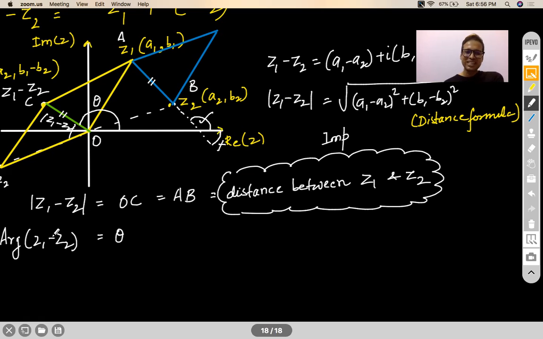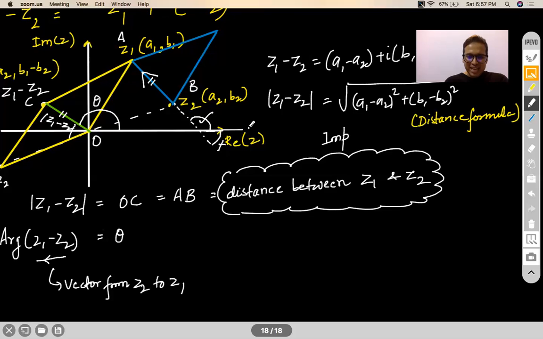Assume that there is a vector starting from Z2 to Z1, not from Z1 to Z2. Hear this out. That means initial point is Z2, terminal point is Z1. So basically I put a direction like this. I hope you can see that direction on your screen. Now, let's say your direction of real Z axis is like this.